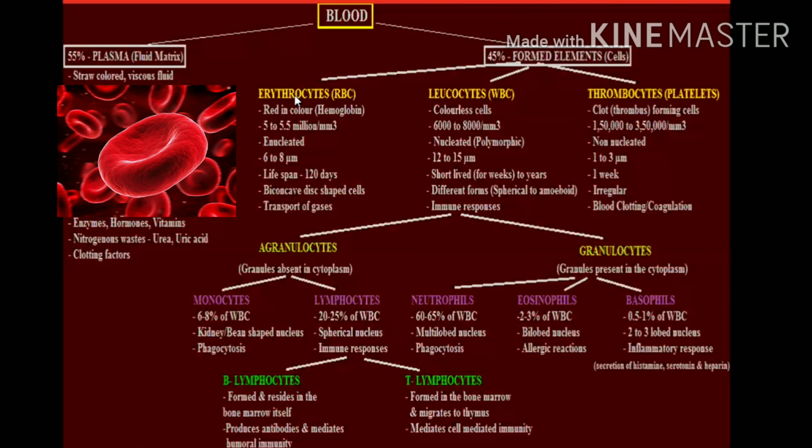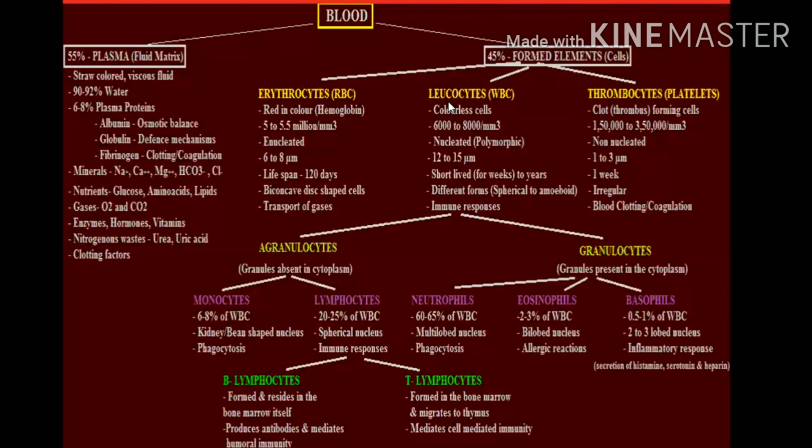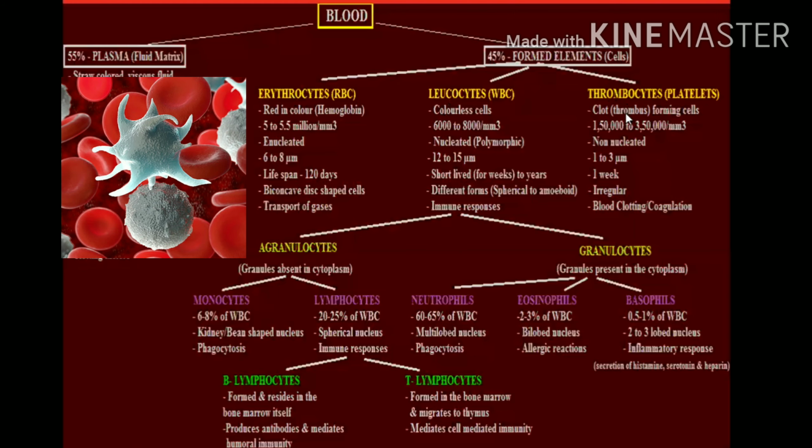Erythrocytes, why are they called so? Because they appear red in color due to the presence of hemoglobin. Leukocytes, leuco meaning colorless, so these are colorless cells. And thrombocytes, the term thrombus meaning clot, so these are clot-forming cells.